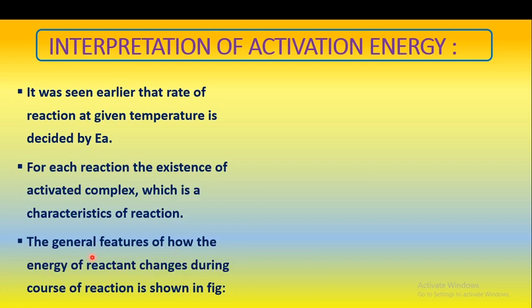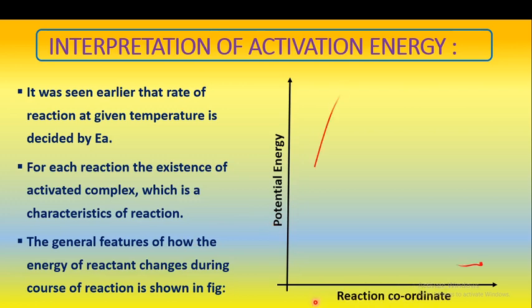The general features of how the energy of reactant changes during the course of the reaction is shown in the graph. This graph is plotted as potential energy against the reaction coordinate. Here is the energy of reactants, called ER, and here is the energy of product, that is EP. Initially only reactants are present, therefore here we represent the energy of reactant ER. And here is the formation of the activated complex.